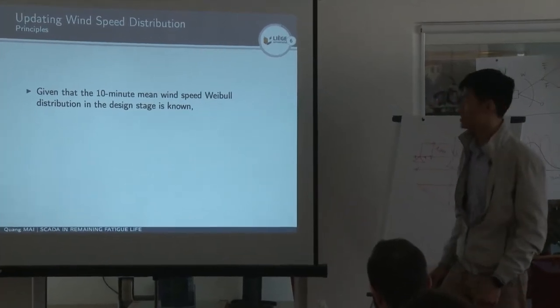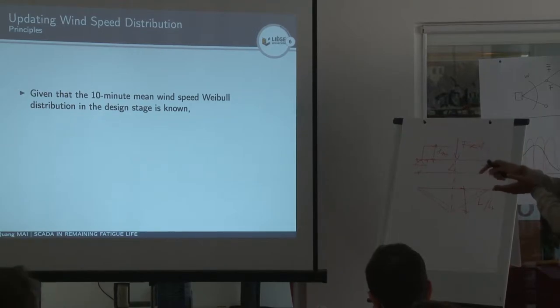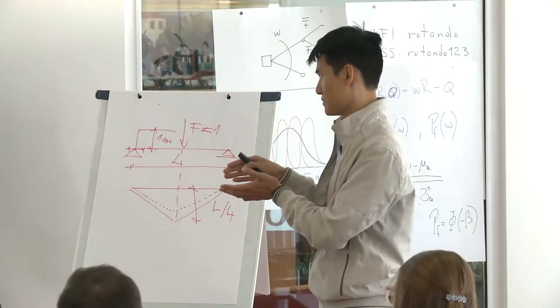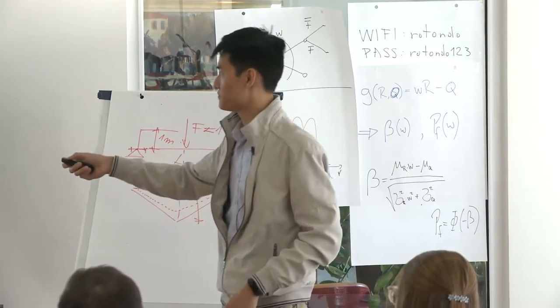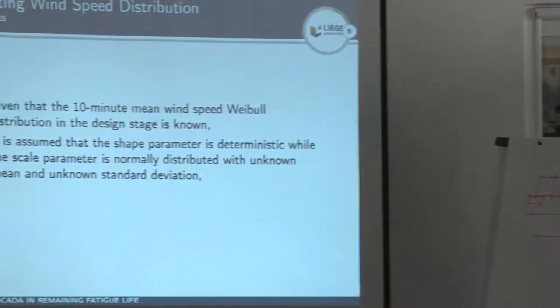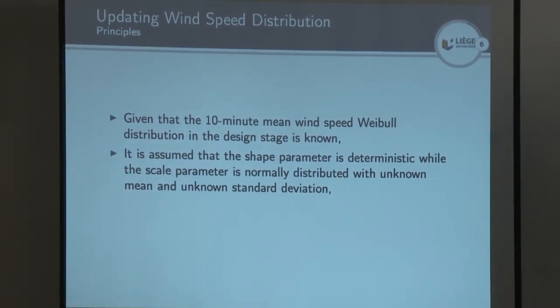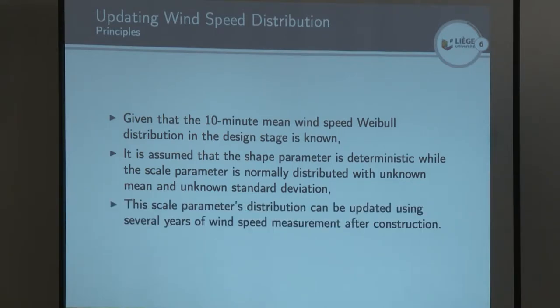So to update the wind speed distribution, I need to use the measurement of 10 minute mean wind speed. Sorry, this is just about the wind speed distribution. I assume that the 10 minute mean wind speed distribution follows the Weibull distribution, and I know the parameters of that distribution from the design stage. I assume that the shape parameter is deterministic, while the scale parameter is normally distributed with unknown mean and unknown standard deviation. Then this scale parameter can be updated using several years of wind speed measurement data after the structure goes into operation.